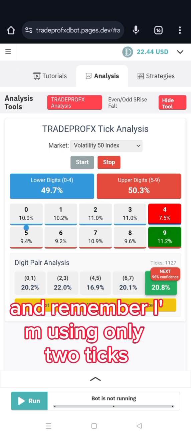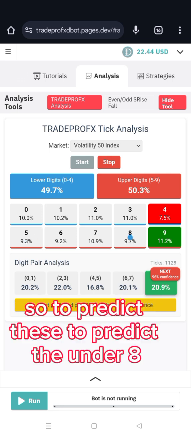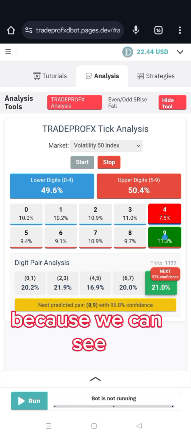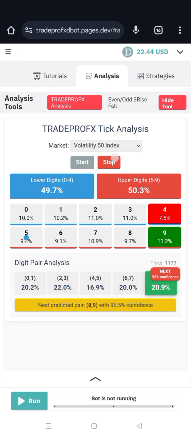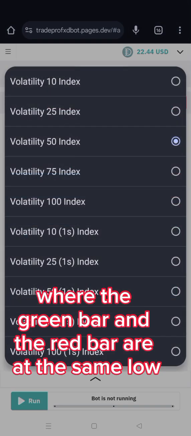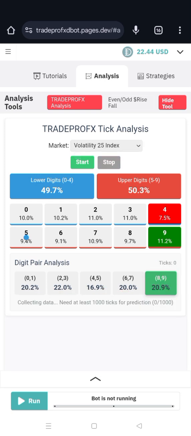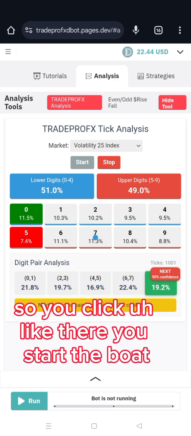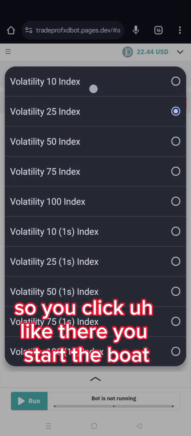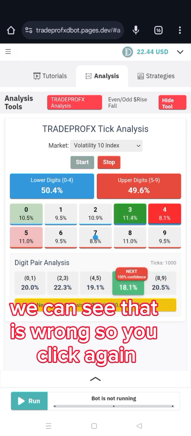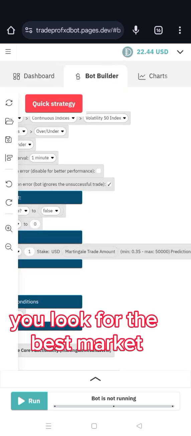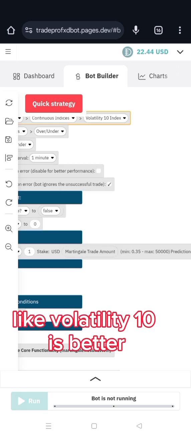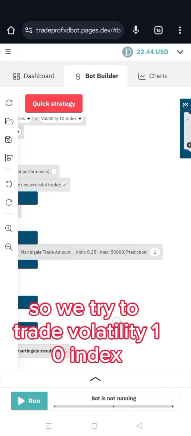And remember, I'm using only 2 ticks. So to predict the under 8, because we can see the market has changed now, we look for the best market, at least where the green bar and the red bar are on the same row. So we can see we need to change that. So you click there, you start the bot. We can see that is wrong, so you stop and click again. You look for the best market, like volatility 10 is better, so we try to trade the volatility 10 index.